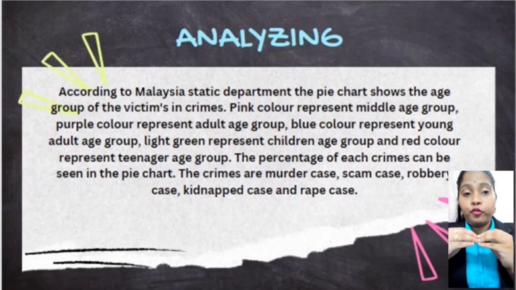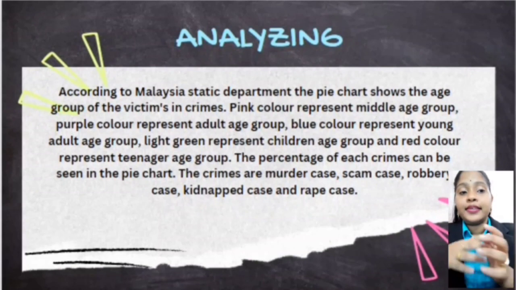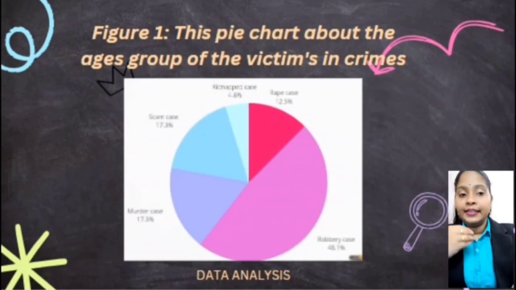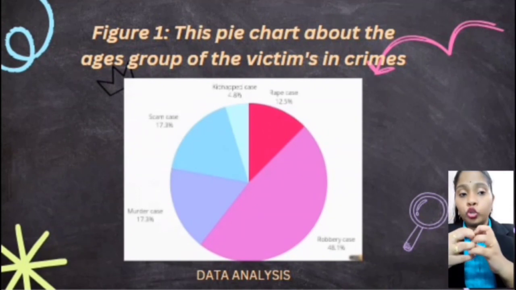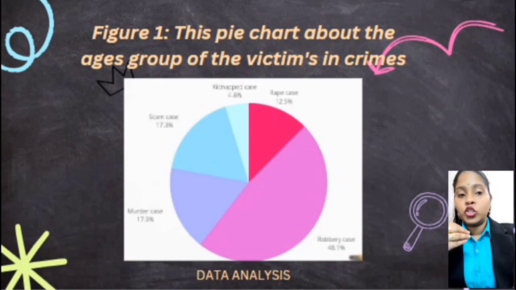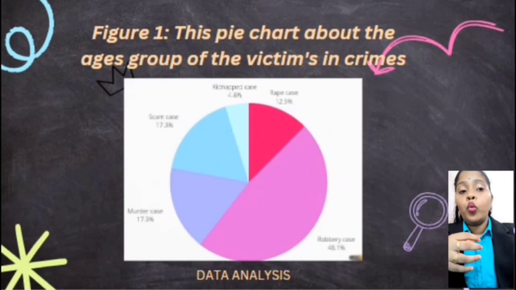The percentage of each crime can be seen in the pie chart. The crimes are murder case, scam case, robbery case, kidnap case, and rape case. First and foremost, it's clear that the robbery case victim middle age group is the highest record. Murder case and scam case victim age groups recorded the same percentage and are some of the highest. As a result, the middle age group become the most victims of robbery case, compared to kidnap case, which is the children age group.